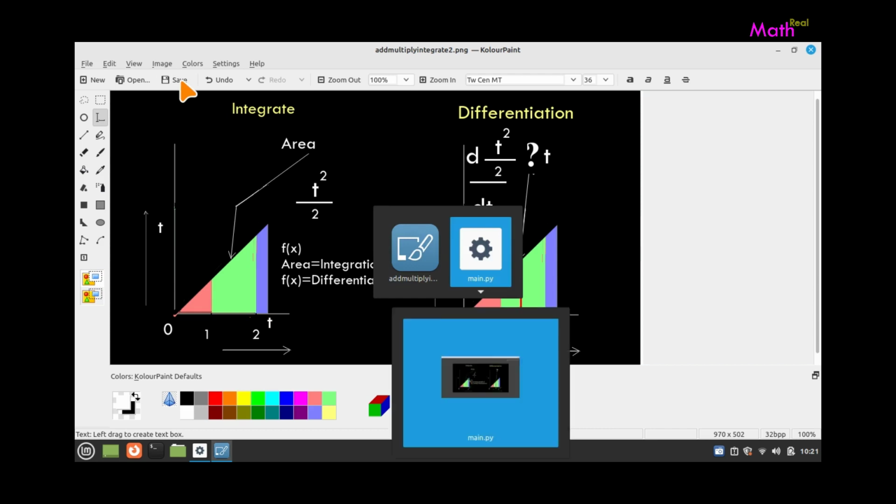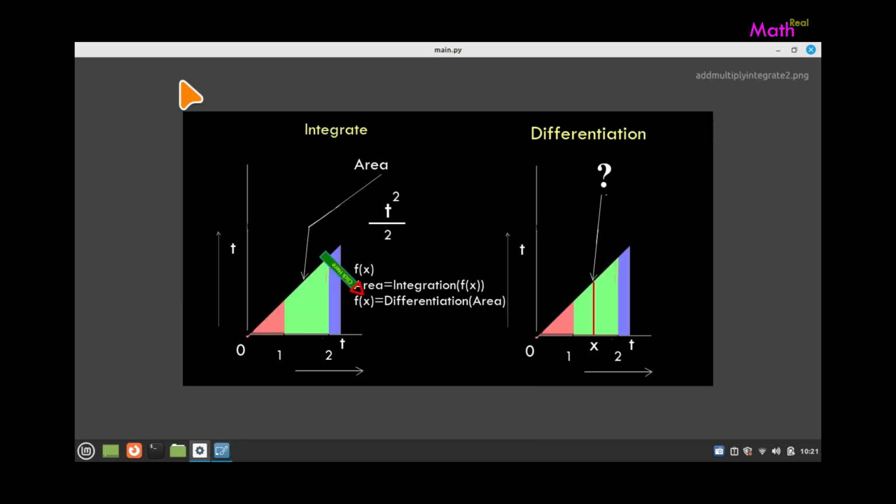If we know the function and want the area, we have to do integration. If we know the area, then getting back the function is differentiation. Okay, so that is how it is.